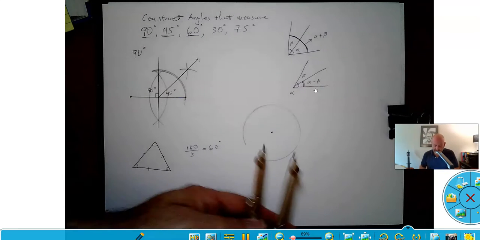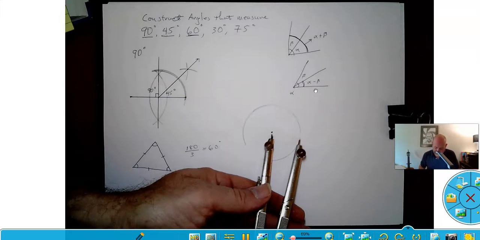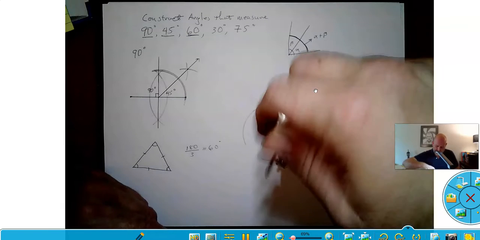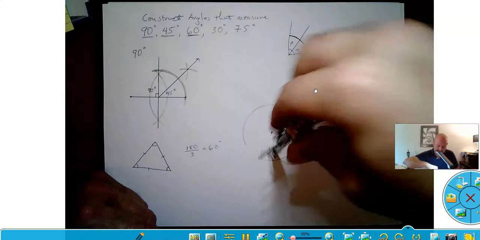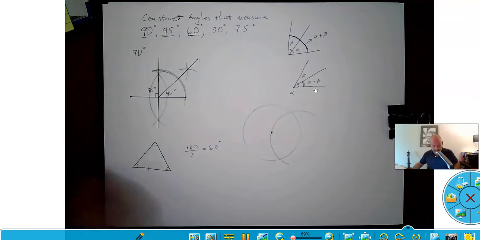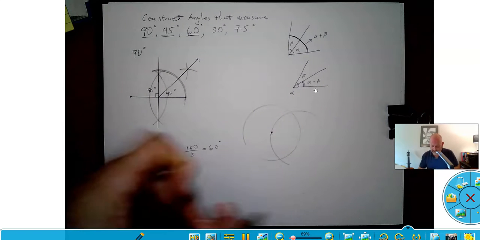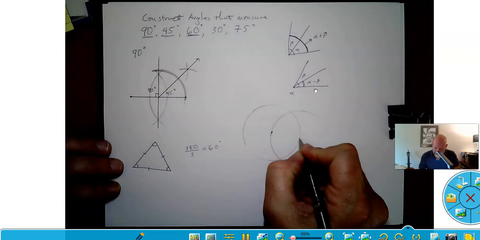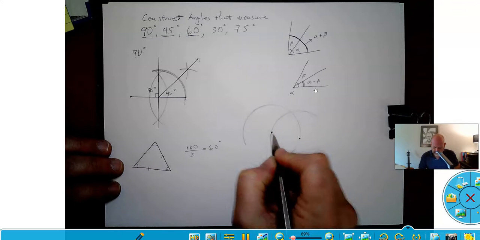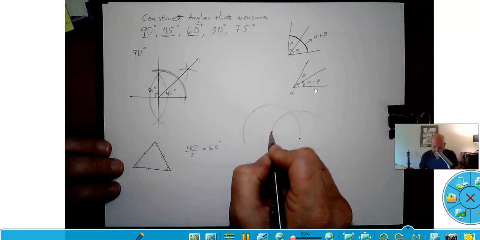Okay, so I haven't moved the compass yet. So if I measure it back the other way, that means I'm marking the same distance here. Now keep in mind, I said I hadn't changed the compass stroke, right? I haven't changed the width of the compass. So this circle was centered here. This circle was centered here.